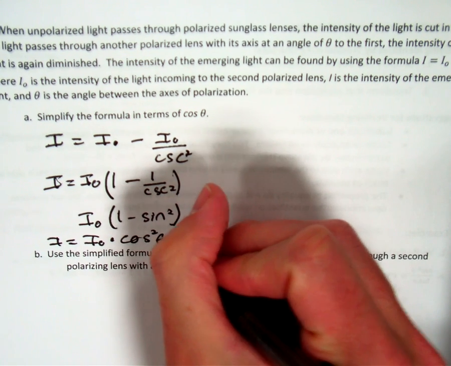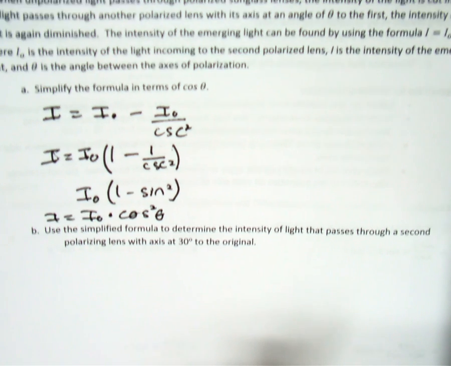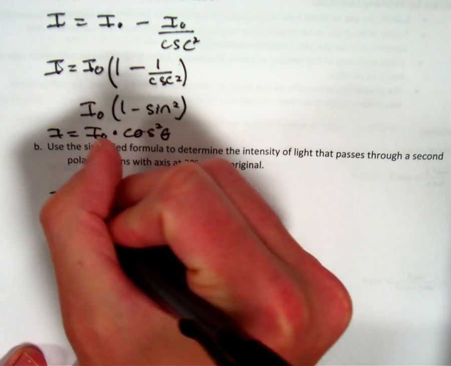And maybe put the theta back in now if you want. I just don't use my thetas in there because they turn into zeros, and then I get lost or confused. Use your simplified version to determine the intensity of a light that passes through the second polarizing lens with an axis of 30 degrees to the original. Okay? Lots and lots of words.